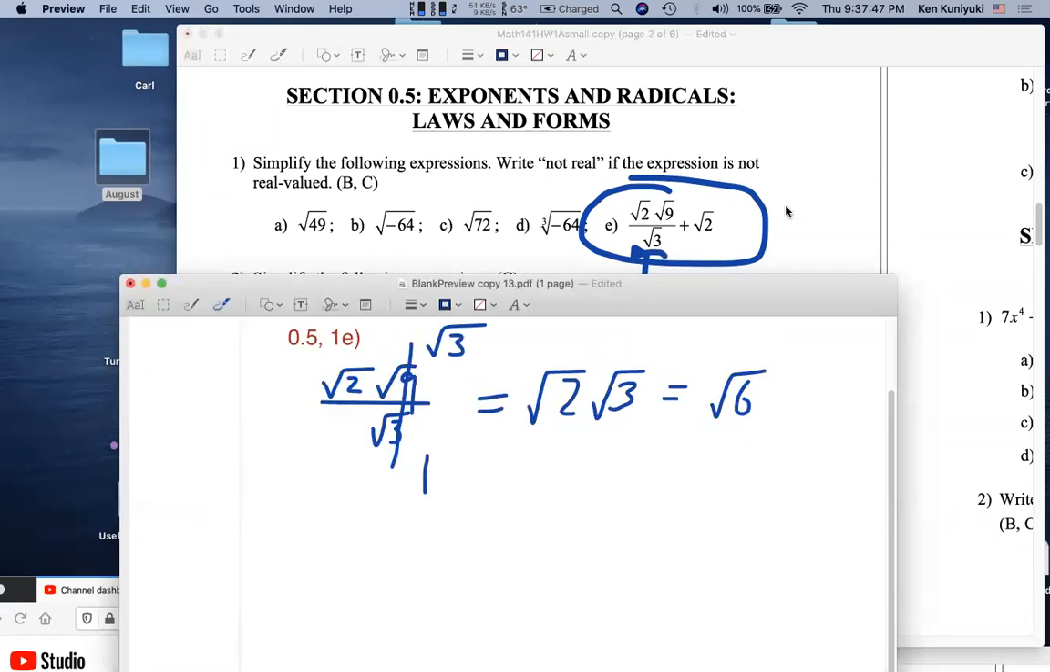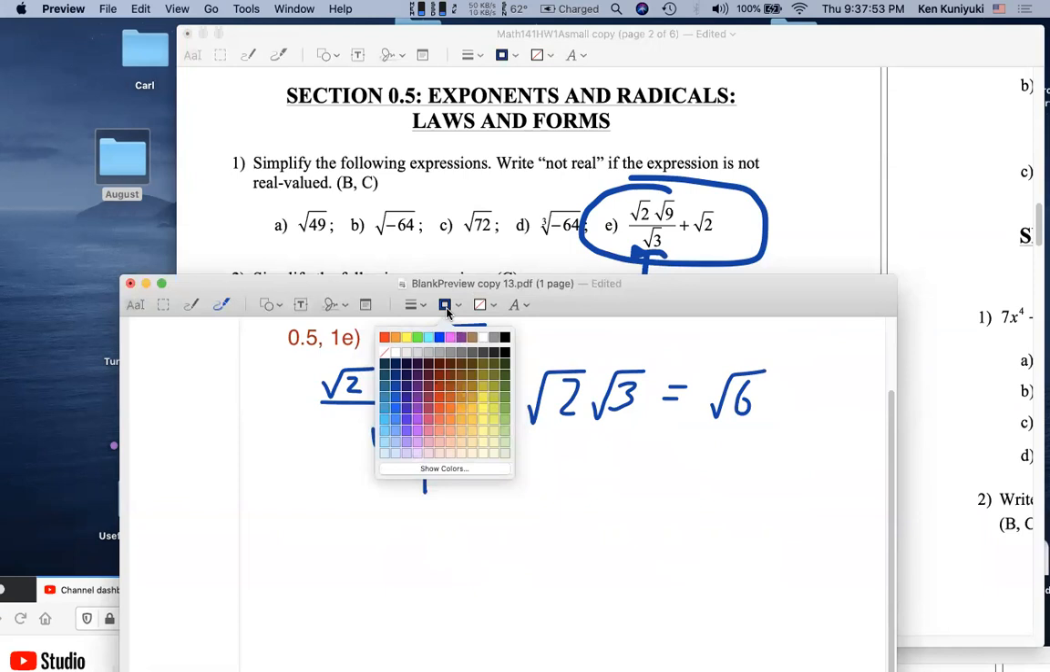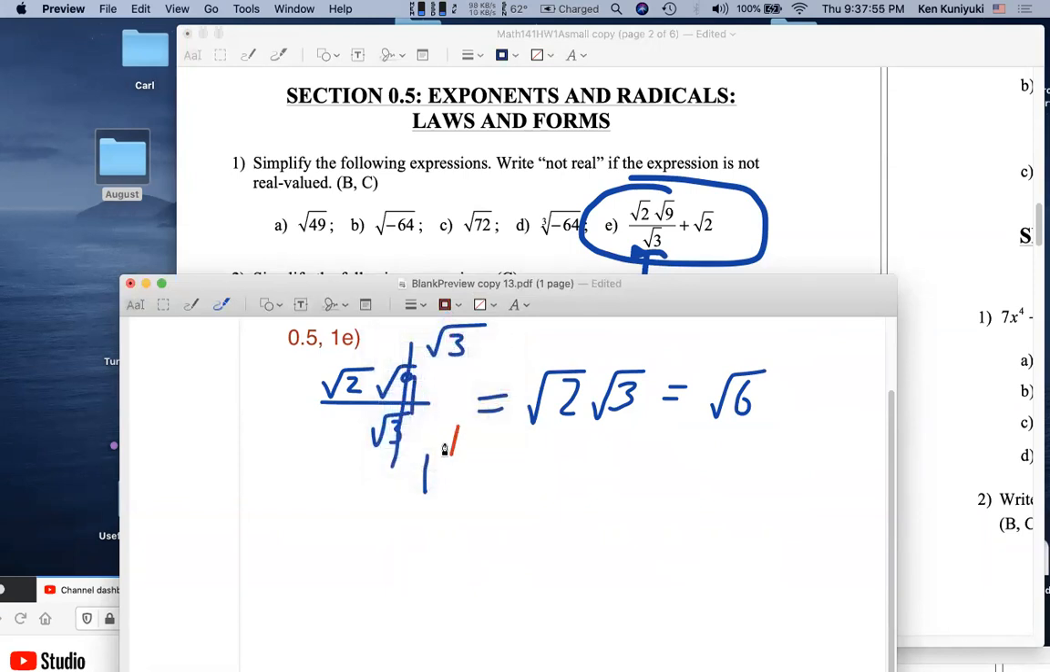But then we also have that plus root 2 at the end. I'll do that in red. Don't forget there's also the plus root 2. Some people work better step by step. Other people should go all the way. Write this all out. So we get root 6 plus root 2. That's one of the more efficient ways of doing it. Root 6 plus root 2.